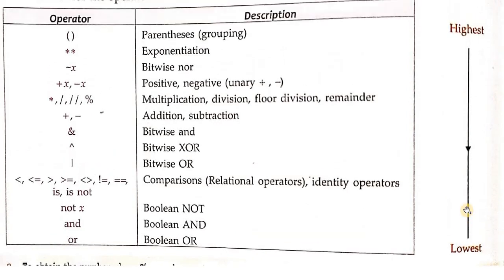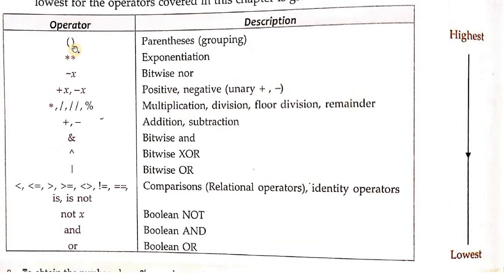So look at the chart here. The bracket has the highest priority, and then the exponentiation, and then these operators will follow.